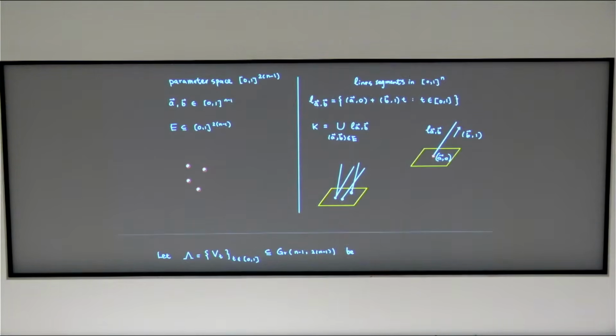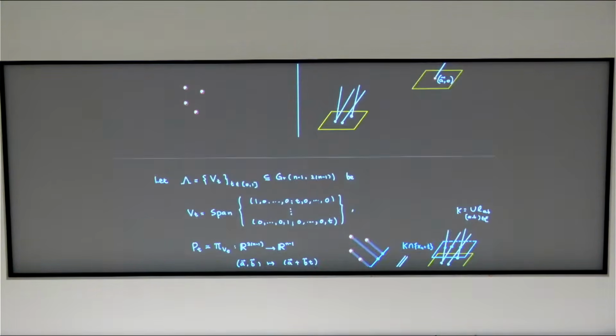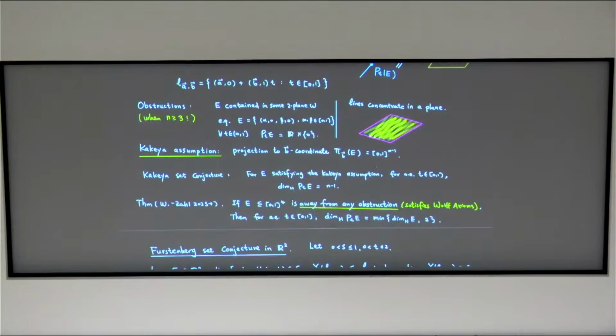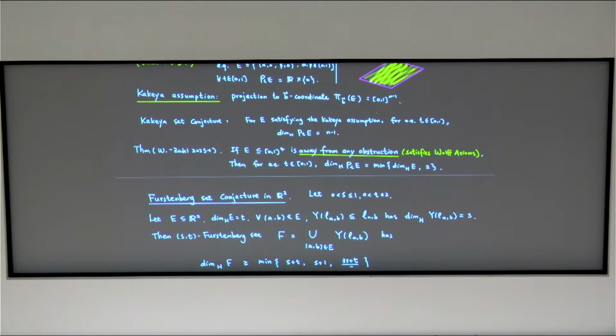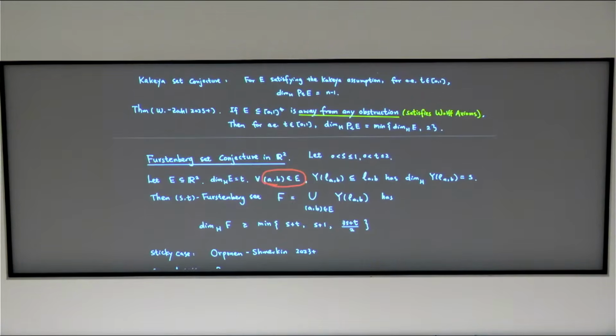Oh yeah, so each (a, b) is a point in E, right? And the assumption is that E has Hausdorff dimension t greater than 0. Right, but you didn't say that. Oh, no. So (a, b) is a point in E. So this is F and this is E. Right, but so L_ab is a line parameterized by (a, b).